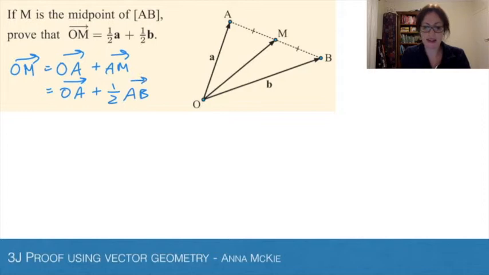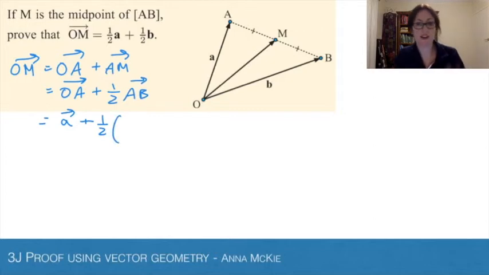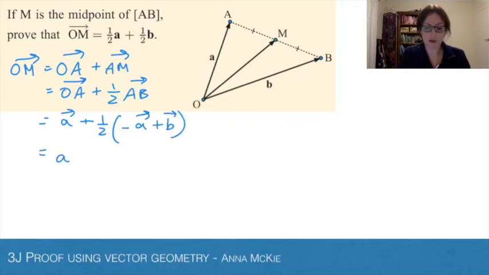Now we can break that down into some vectors that we do know. OA is the vector little letter a, and then we're adding on half of AB. But let's write that with the little letter terms. How do we get from A to B? We have to come along this line here, which is negative a, because we're going in the opposite direction, and then we can add on b. I'm going to rewrite that, putting the negative in the other position.